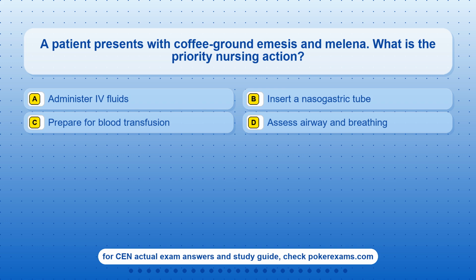Question 1. A patient presents with coffee-ground emesis and melena. What is the priority nursing action? Option A. Administer IV fluids. Option B. Insert a nasogastric tube. Option C. Prepare for blood transfusion. Option D. Assess airway and breathing.